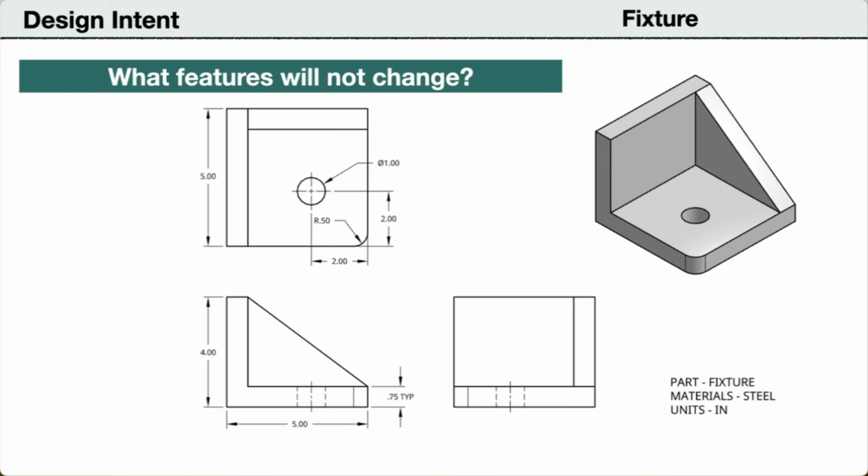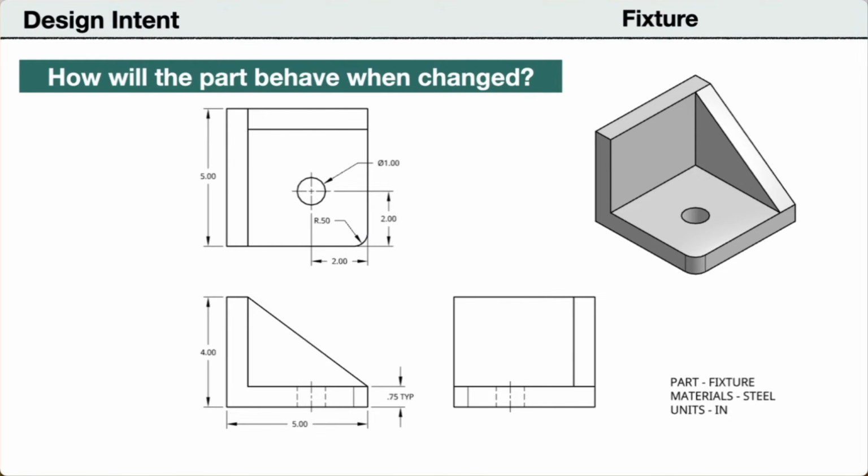Next, we need to identify the features or relationships that should remain the same if changes are made to the finished model. First, the general shape and material thickness will stay the same. The size and depth of the circular hole will remain unchanged. The location of the hole, relative to the front and side edges, will stay the same. Last, the size of the fillet on the corner will remain unchanged.